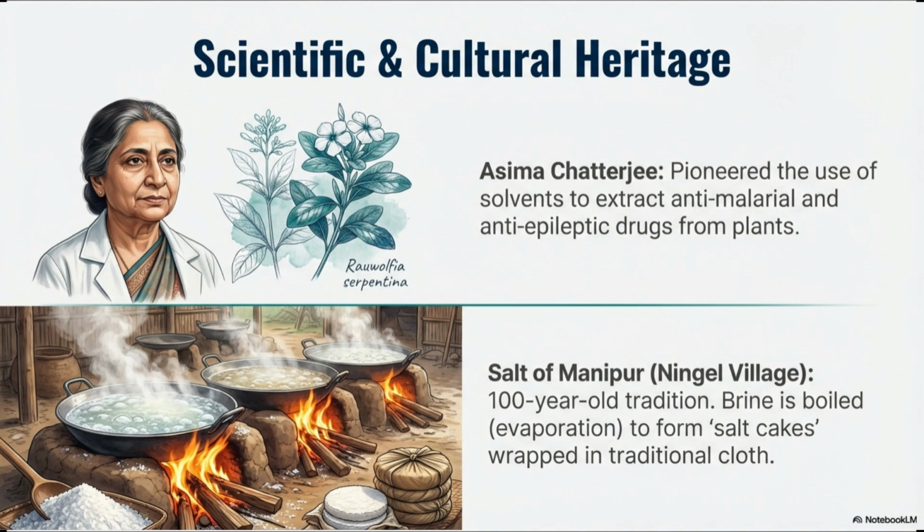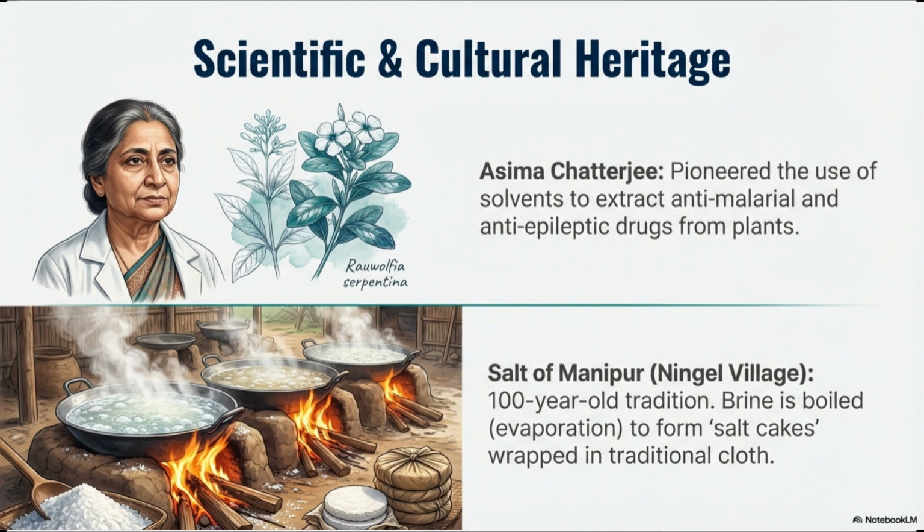And this science isn't just stuck in modern labs. It's deeply woven into our history and our heritage. The brilliant Indian scientist Asima Chatterjee used solvents to pull compounds out of plants, which led to life-saving medicines. And really, it's the same exact principle that ancient practices like Ayurveda have been using for centuries. Or look at the tradition in Manipur of boiling salty brine to create salt cakes. That's a perfect real-world example of separating a solute from its solvent.